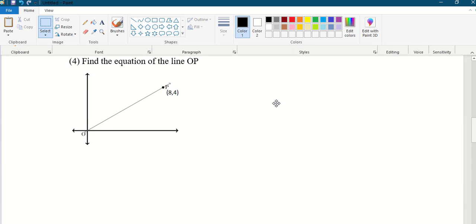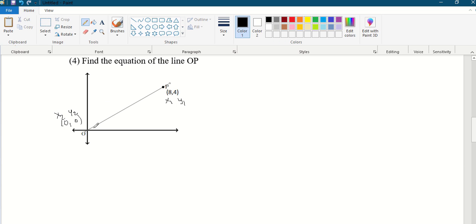Now for this example, we are asked to find the equation of the line OP, where P is given to us to be (8, 4). O is the origin, so the coordinates for O will be (0, 0). Again, we can call any of them x1, y1. So let's call this one x1, y1, and then this point (0, 0), the origin, will be x2, y2.